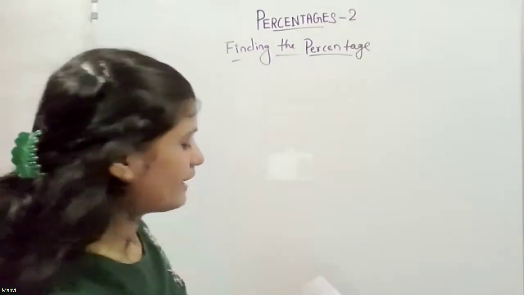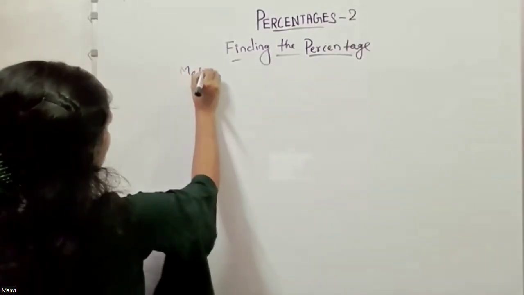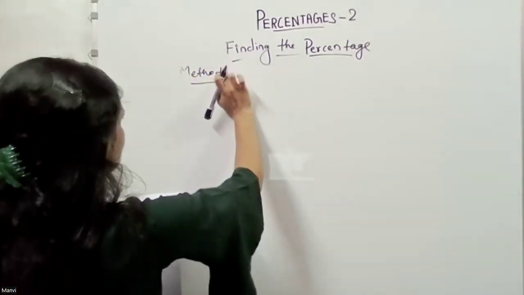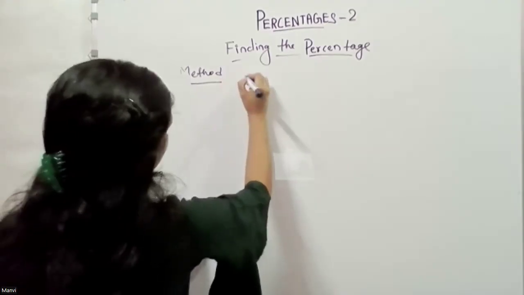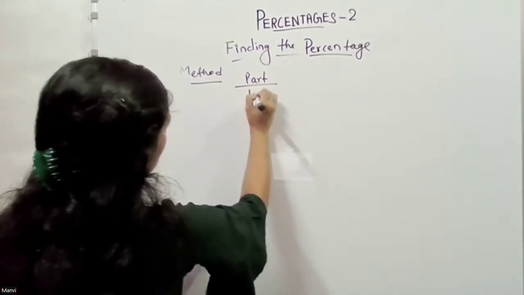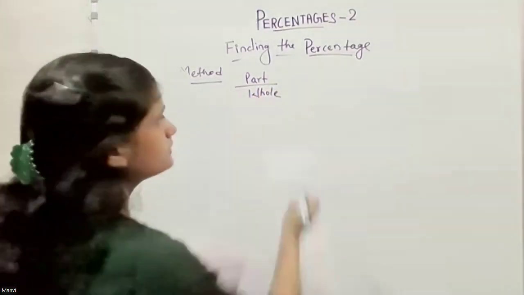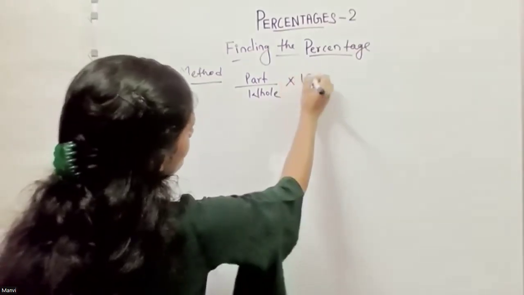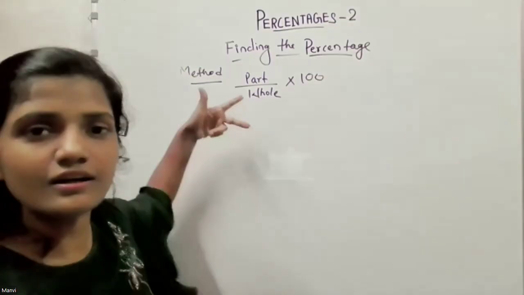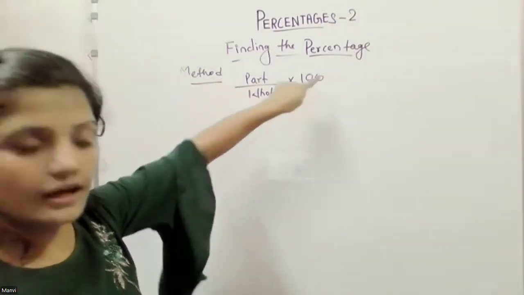So for finding the percentage, according to the method, first we need to divide the part with the whole. Divide the part with the whole. And then times with 100. This is the two-step method. First, divide the part with the whole and times with 100.